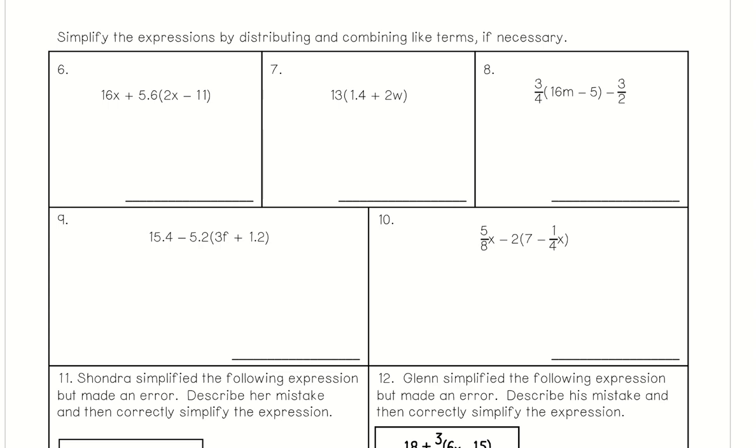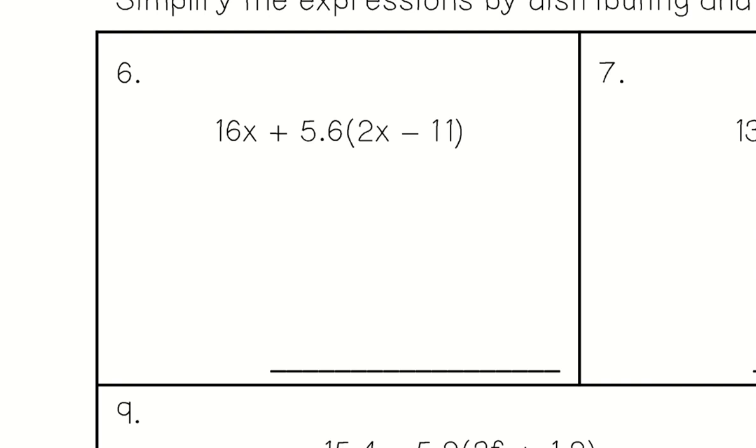So now we're going to do a few more examples where we have to distribute, and then we will also combine like terms like we did the day before. So on number 6, I have 16x plus 5.6 times 2x minus 11. So again, if you have something extra in front of your parenthesis, we're going to bring that straight down. We're not going to do anything with 16x yet. We're just going to look at what's in front of the parenthesis and distribute those terms. So we need to do 5.6 times 2x.